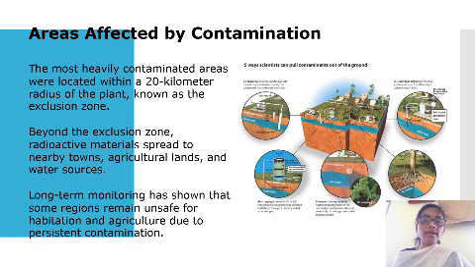Areas affected by contamination. The most heavily contaminated area was located within a 20-kilometer radius of the plant, known as the exclusion zone. Beyond the exclusion zone, radioactive materials spread to nearby towns, agricultural lands, and water sources. Long-term monitoring has shown that some regions remain unsafe for habitation and agriculture due to persistent contamination.